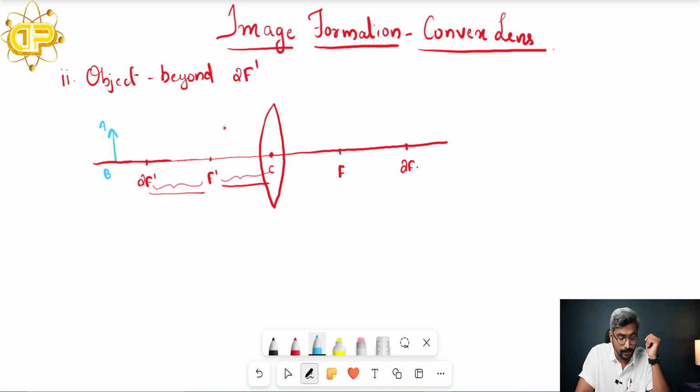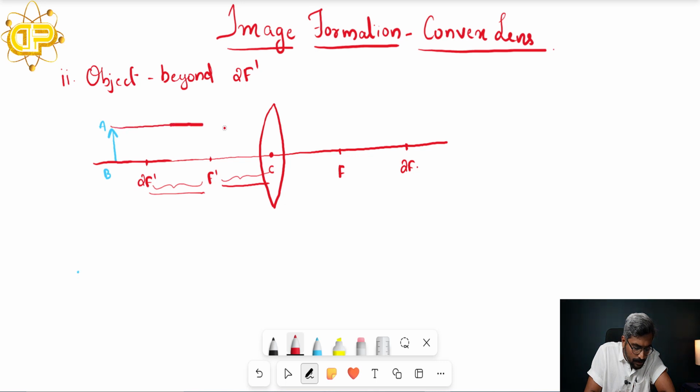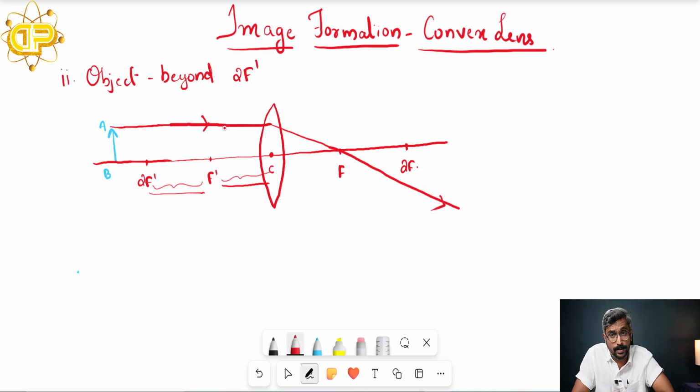Now, coming to the point, this is the object AB. I'm just taking two rays because the minimal number of rays required to form an image is 2. From point A, the first ray moves parallel to the principal axis and reaches the lens. After refraction, it will pass through the principal focus. Why? Because it is parallel to the principal axis, after refraction it will pass through the point we call the principal focus.